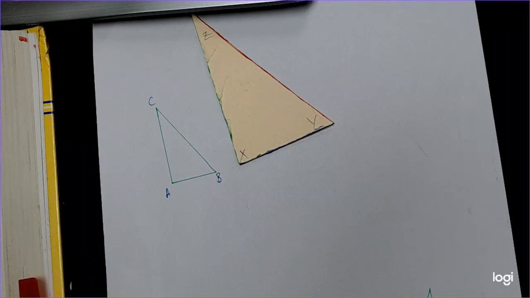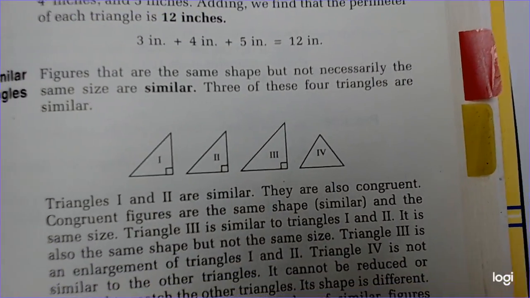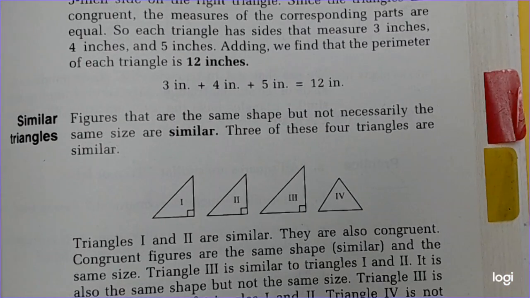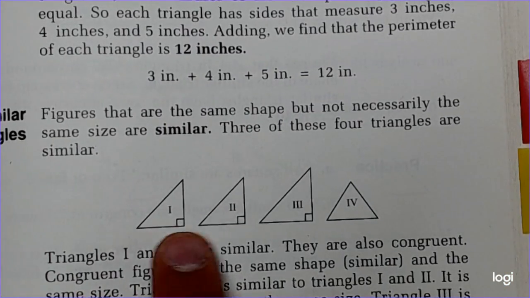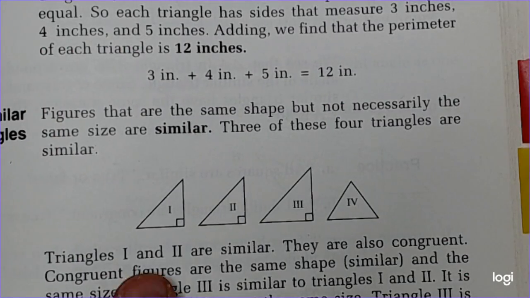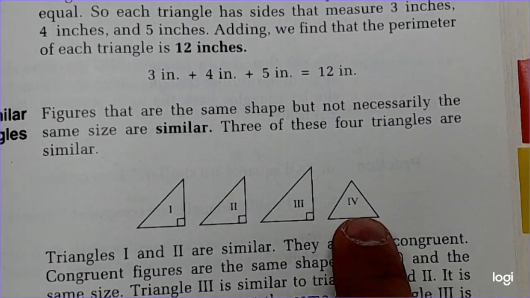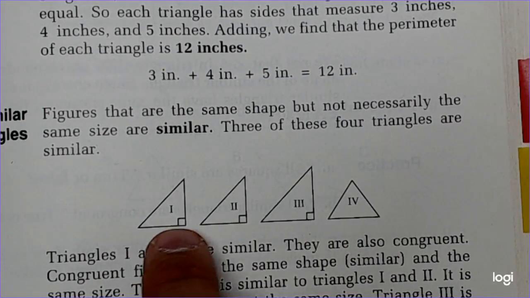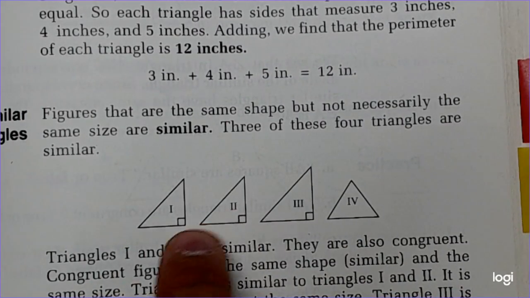Okay, now we're going to talk a little bit more about similar triangles and similar shapes, okay? So here we see four different triangles, and we have to figure out which ones are similar. If you remember, I said similar polygons have the same shape, but not necessarily the same size, right? So if I look at these triangles, well, I can tell this one is definitely a different shape. These three, they all look like the same shape, but these two are smaller, right?